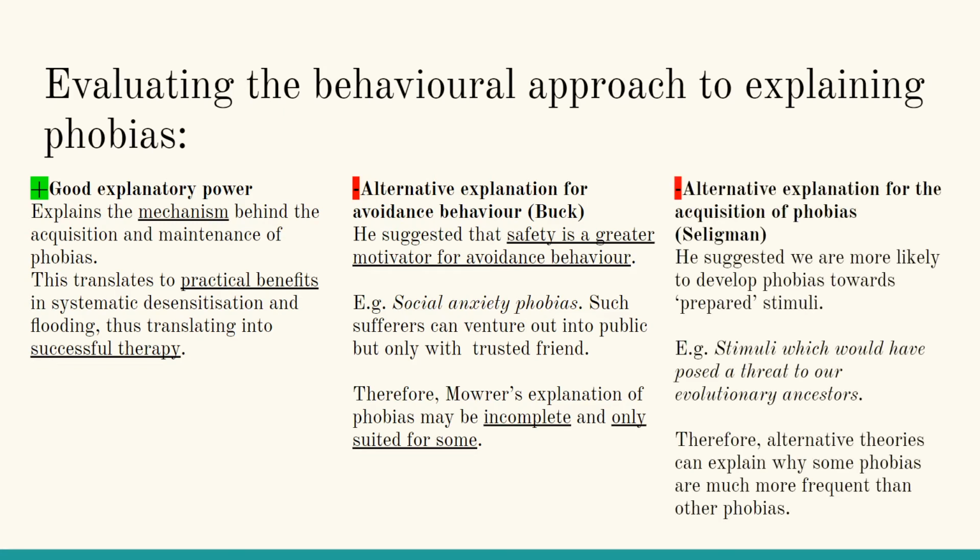And finally, the last evaluation is from another psychologist called Seligman. He suggested that there is an alternative explanation for the acquisition of phobias. He believed that we are more likely to develop phobias towards prepared stimuli. Prepared stimuli are the stimuli which would have posed a threat to our evolutionary ancestors, such as fire or deep water, and so running away from such a stimulus increases the likelihood of survival and reproduction, and so this behaviour has a selective evolutionary advantage. This means that alternative theories can explain why some phobias are much more frequent than other phobias.